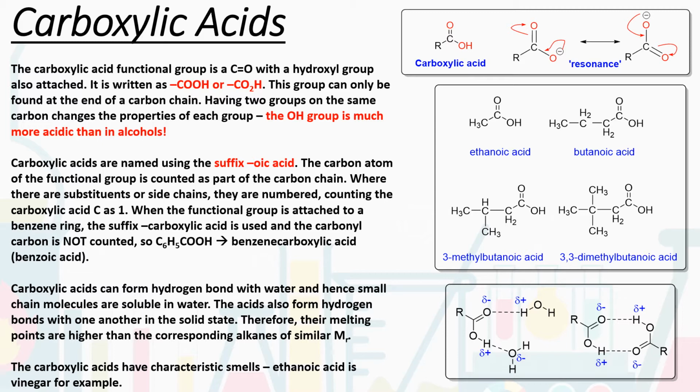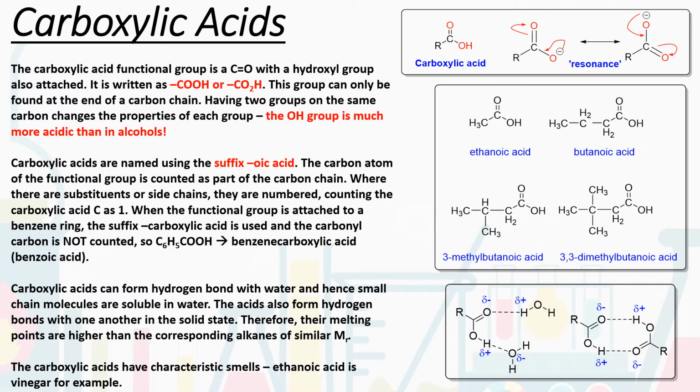Now, carboxylic acids can form hydrogen bonds with water, and so the small chain molecules are soluble in water because they can form these very strong hydrogen bonds. The acids will also form hydrogen bonding with each other, and the reason for this is, remember that for hydrogen bonding, we need to have a hydrogen attached to either an oxygen, fluorine or a nitrogen. And so in our carboxylic acids, we have our delta negative carbonyl oxygen. We have our delta positive hydrogen that is on our OH group. And if we have water, we have our delta negative oxygens and our delta positive hydrogens.